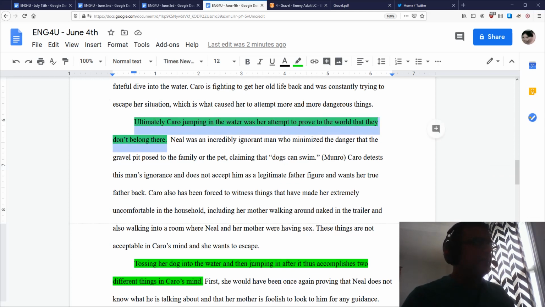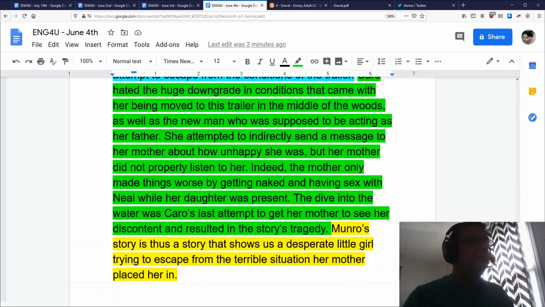So I've got here, ultimately Caro jumping in the water was her attempt to prove to the world that they don't belong there. So I have here, indeed, the mother only made things worse by getting naked and having sex with Neil while her daughter was present. I should change that a little bit to make it fit a little bit more. But I do talk about that in that paragraph, as you'll see when you read it all on your own time.